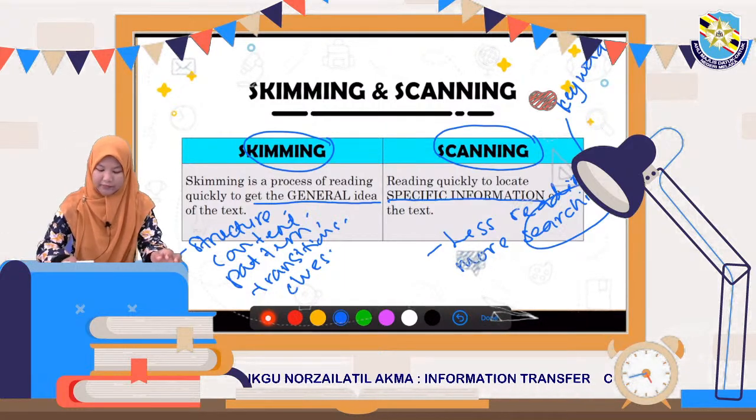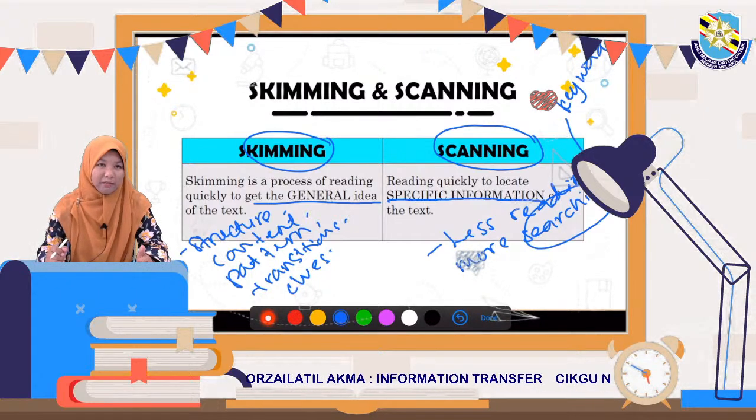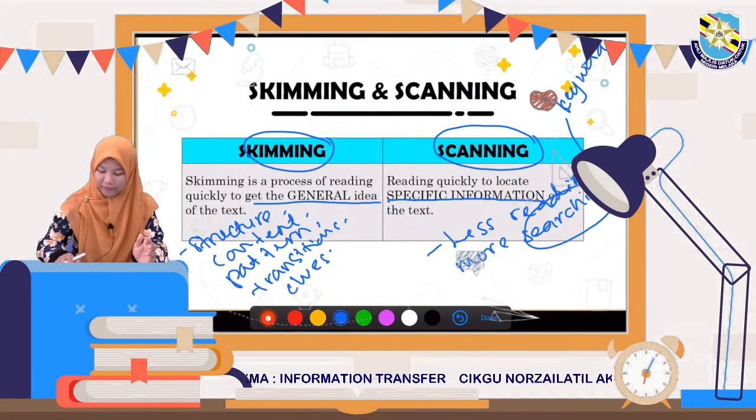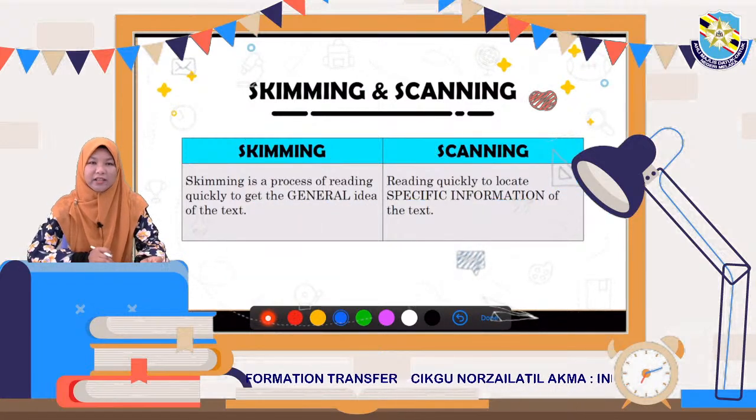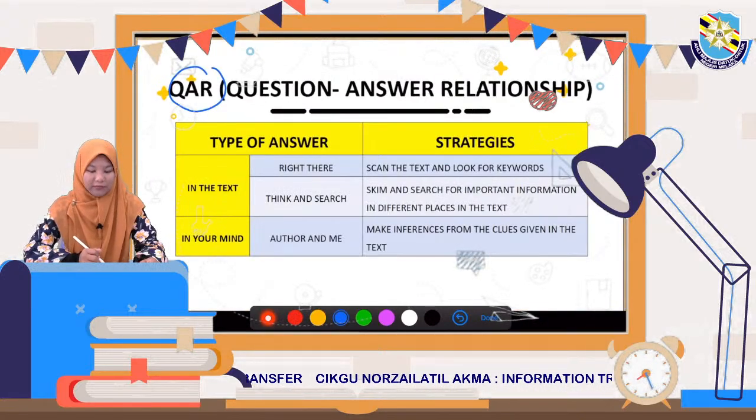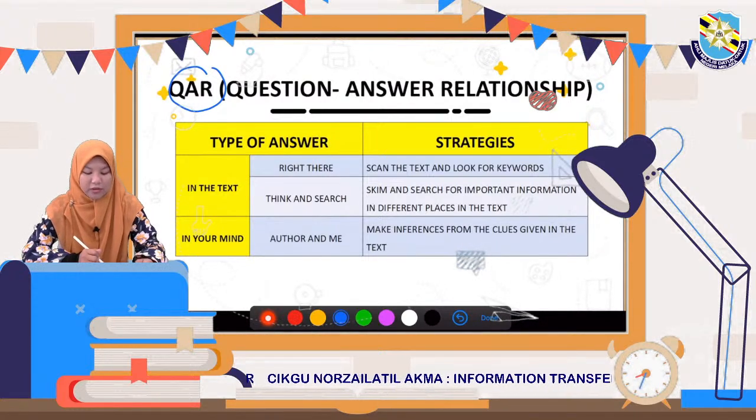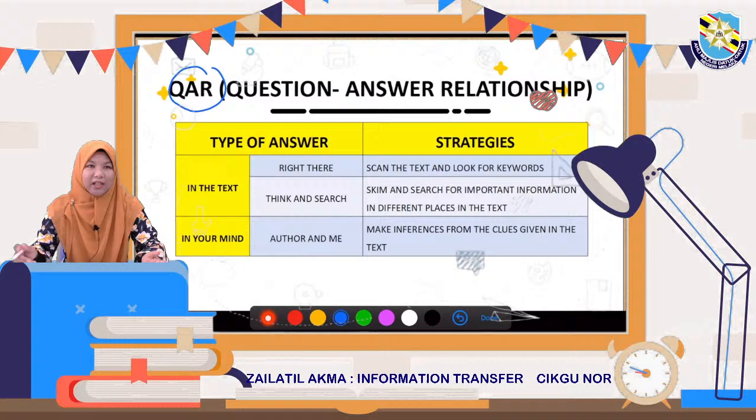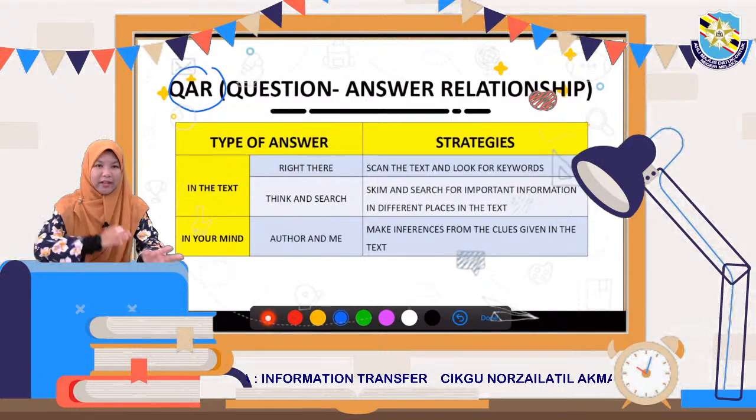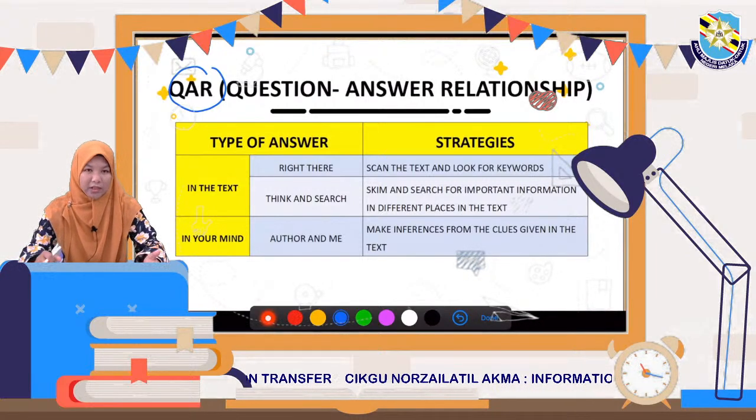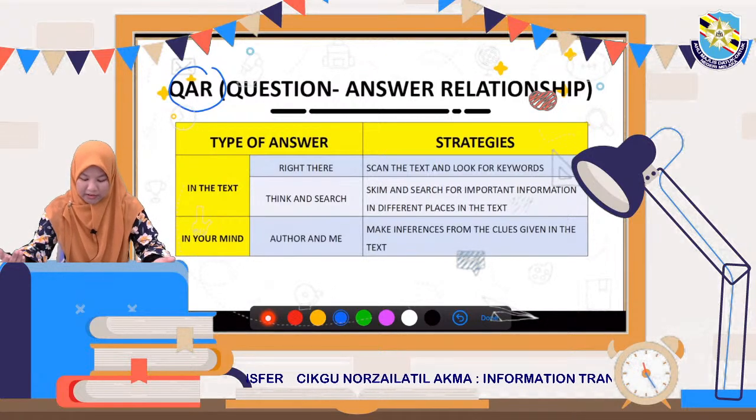Next, aside from skimming and scanning, I came across a relationship between question and answer. This is called QAR. QAR stands for question answer relationship. Usually you will say that relationship only happens between humans, but this is where you miss out. Sometimes the text, the question and the answer are related to each other. This is where you can see it more clearly afterwards.